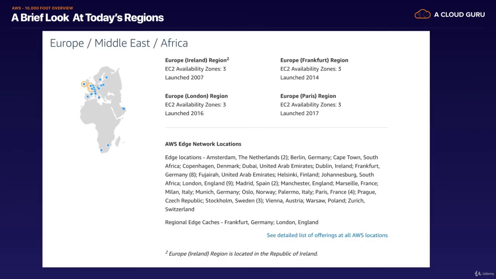We then have the EMEA region, so Europe, Middle East, and Africa. So we've got the Irish region, which is one of the oldest regions inside Europe. We've got the London region, we've got the Frankfurt region, and the Paris region.